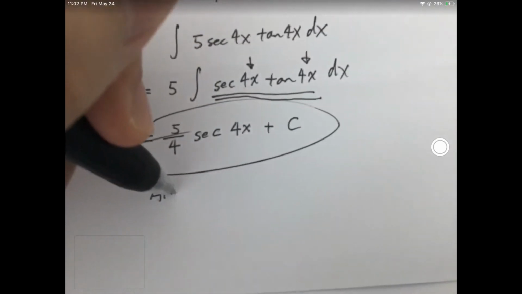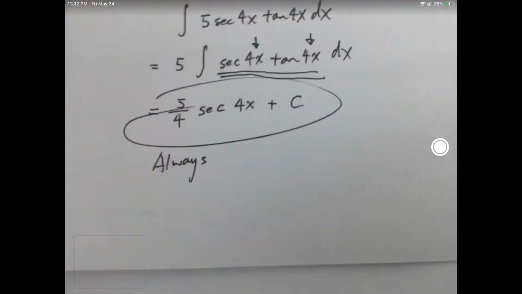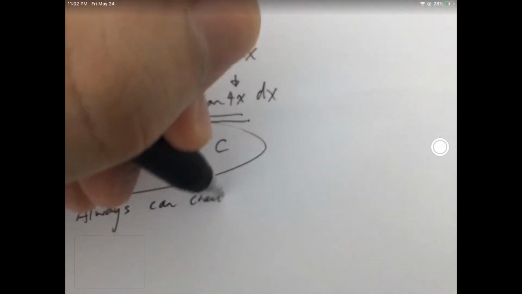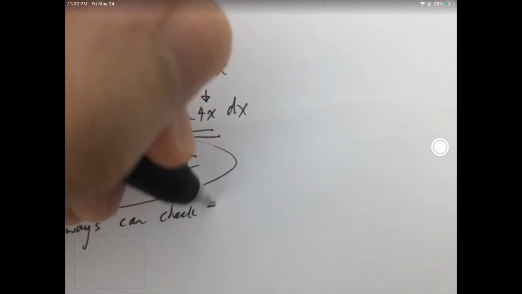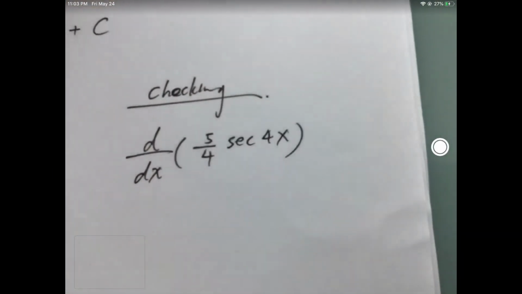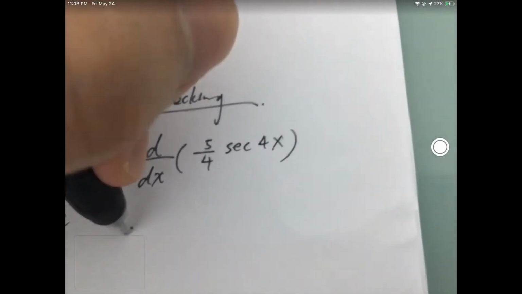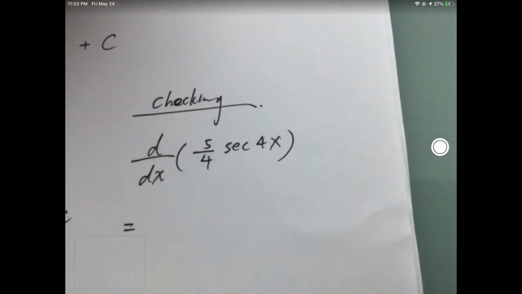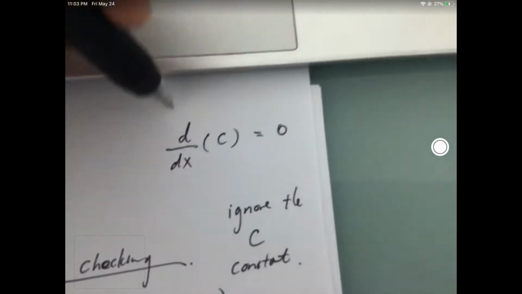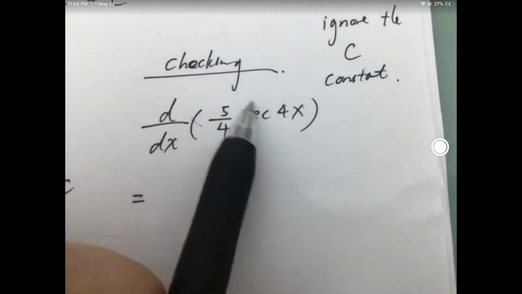To confirm if we did it correctly, we could always do the reverse. You could do this in the exam if you feel that you have enough time, but this is just to check that you've got it correct. So we take the derivative of 5 over 4 secant 4x, so we differentiate that in order to get what we've gotten earlier, and if it matched, then we've got the process correct and our solution is correct. We ignore the c because if we derive a constant, it's always going to be 0.